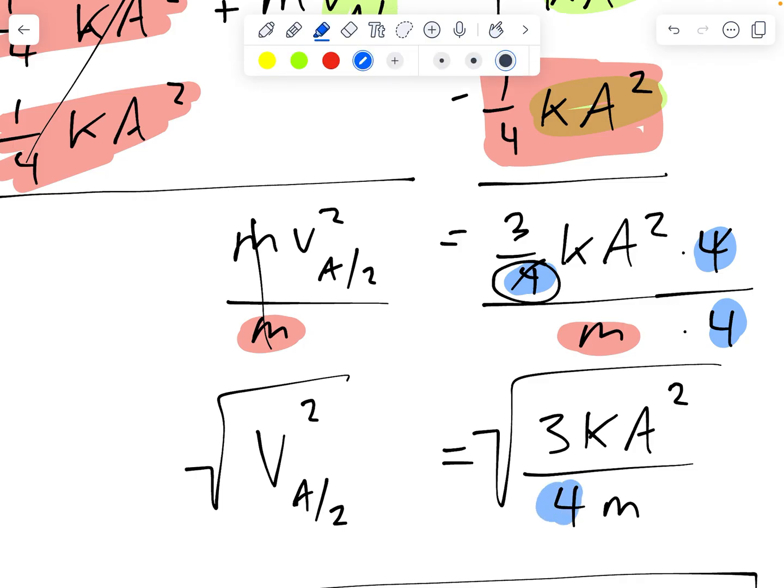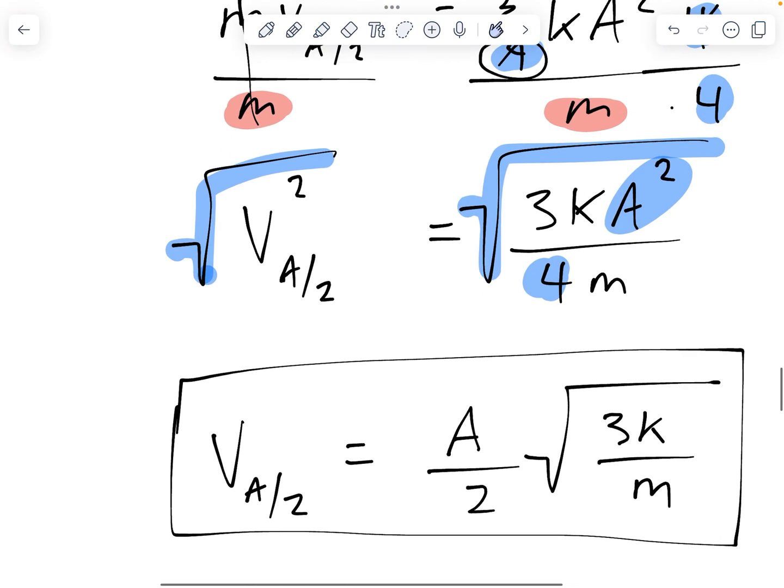And now we have to take the square root on each side of the equation. On the right side, we'll be able to pull out the square root of a squared and the square root of 1/4. So when we do that, a is pulled out of the square root symbol, and the square root of 4 is 2, but you have to leave it in the denominator, and then you're left with 3k over m inside the square root sign. So the velocity of the block at position a over 2 is equal to a over 2 times the square root of 3k over m.